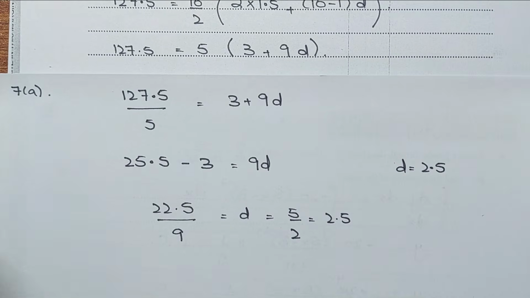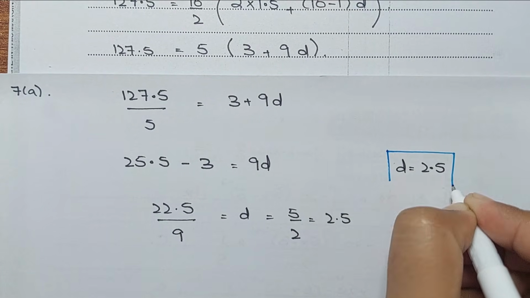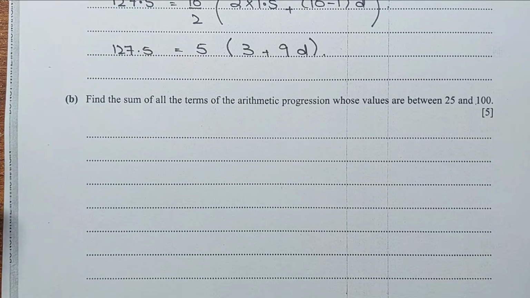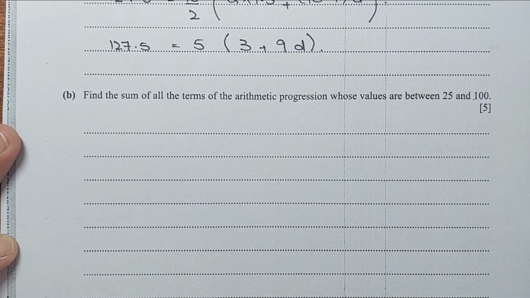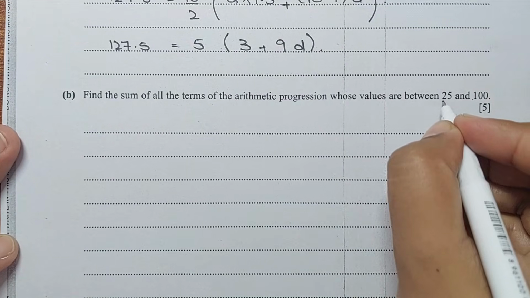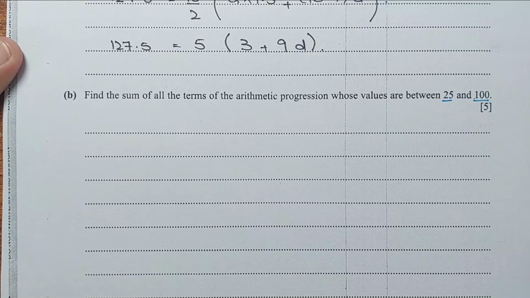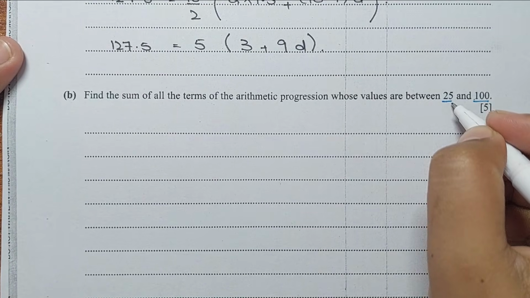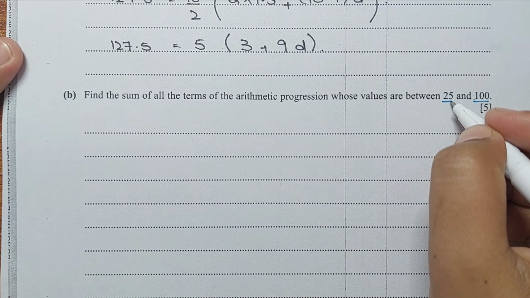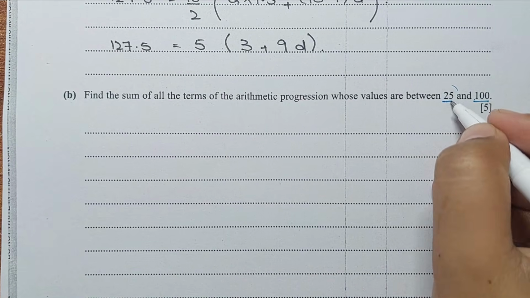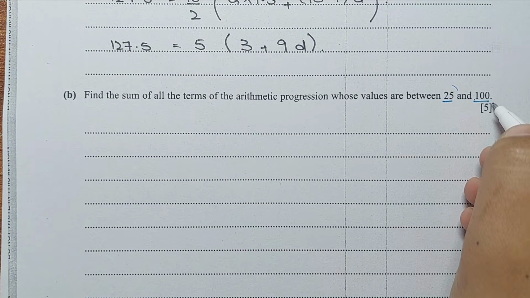This is the value for the common difference when we have given the sum of the first 10 terms and the first term of the progression. Moving to part B, find the sum of all terms of the arithmetic progression whose values are between 25 and 100. So basically we need to figure out which nth term has a value of 25 and which nth term has a value of 100.